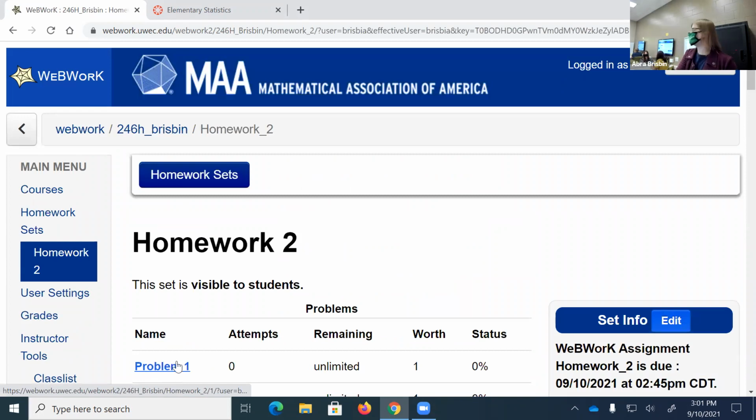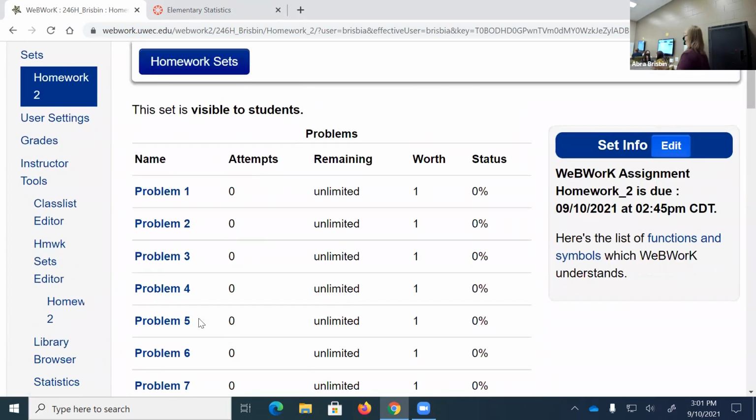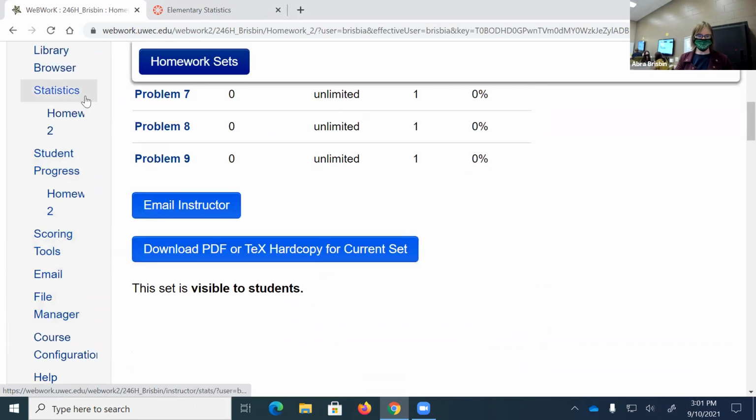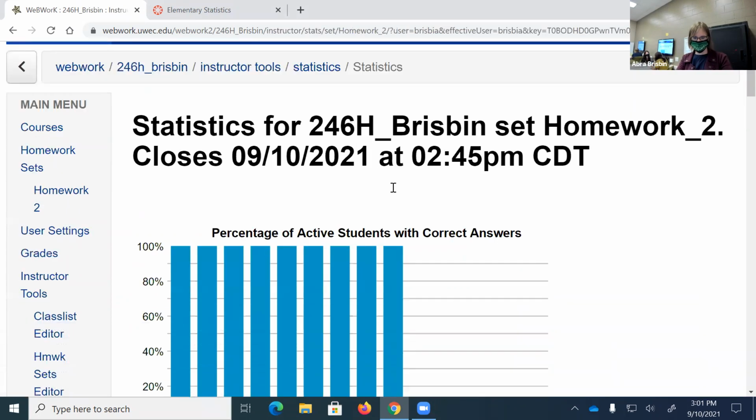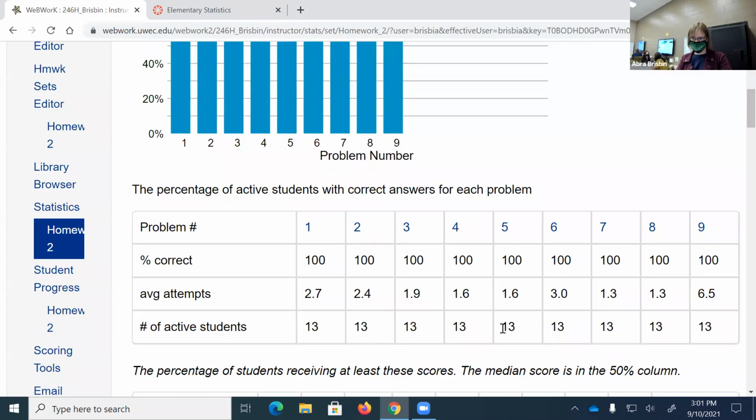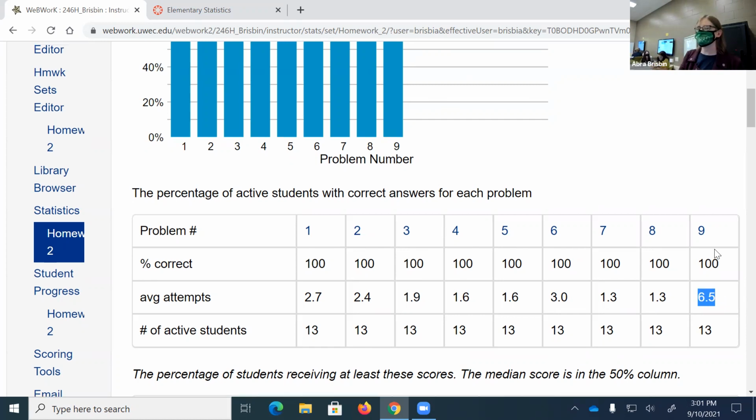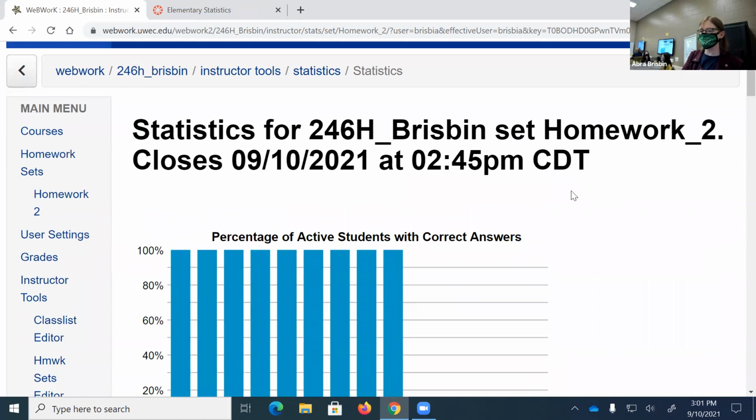So sorry. All right, welcome everyone. Let's start off with some questions about the homework. Homework 2 is the homework that was due today. Looking at the statistics, it looks like problem 9 is the one that people took the most attempts on, and that's the one that we talked about yesterday. Are there other problems from homework 2 that people want to talk about?